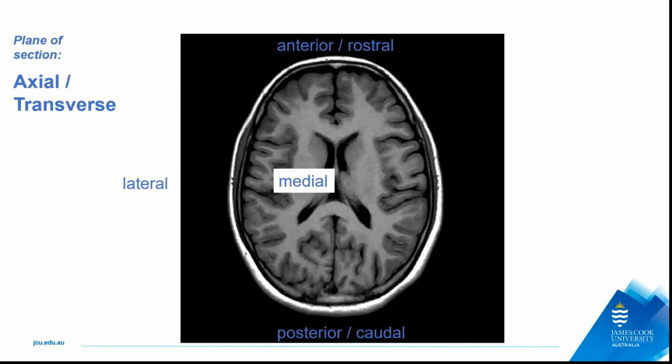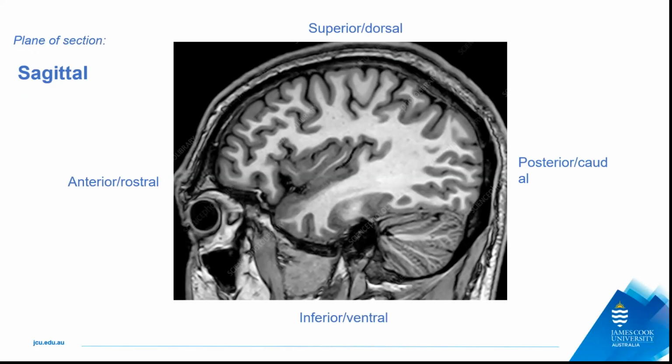So the view from the top is called axial. Axial, remember that? Axial is much more used than transverse. Transverse is fine, but axial is much more used. And then this is a sagittal view, the view from the side of the lateral surfaces.